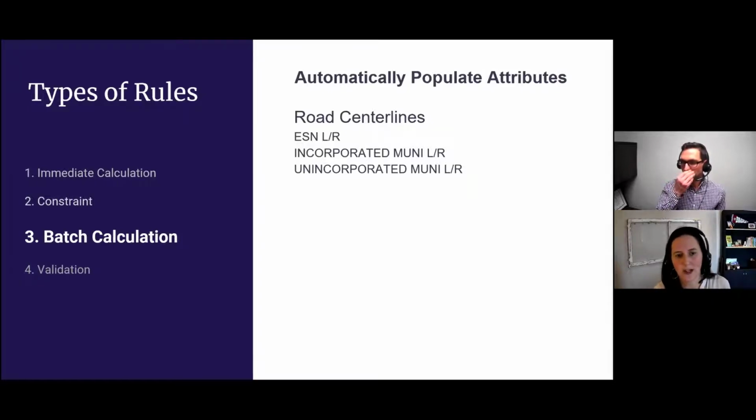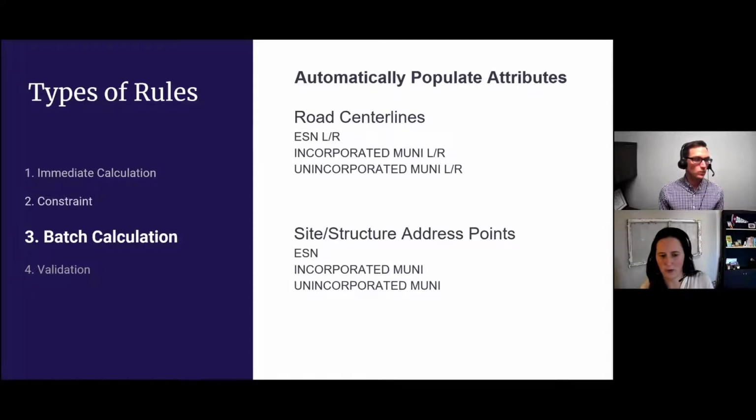So when we calculated the full road name, you want to see that immediately. You want to make sure that that works, because we're maybe using that in other rules. But there are some things like maybe ESN or unincorporated values that we want to make sure they're right, but we don't care if they happen immediately. We can save some of that processing time and do them all at once. So that's really why we would use these. So similar, ESN or incorporated municipality, but anything that you do an immediate calculation for, you could decide to batch calculate that.